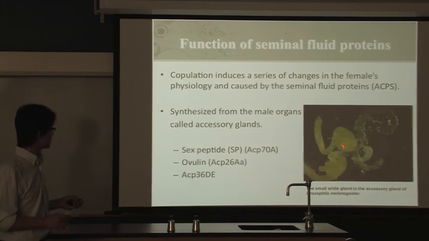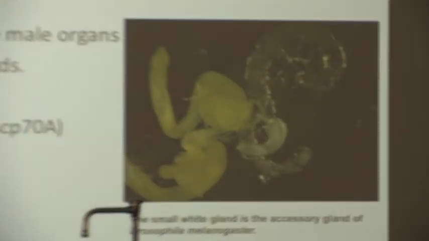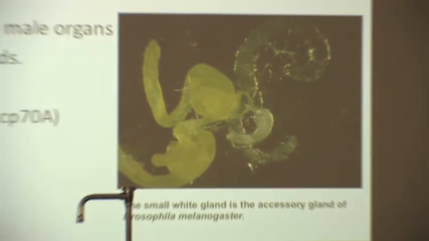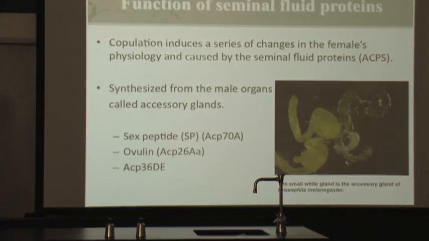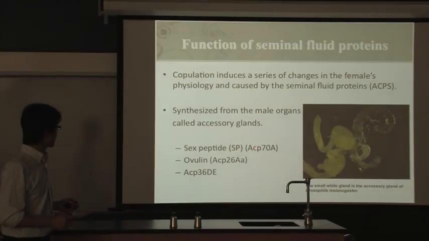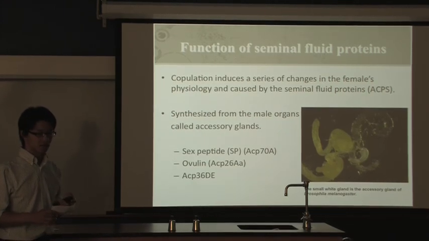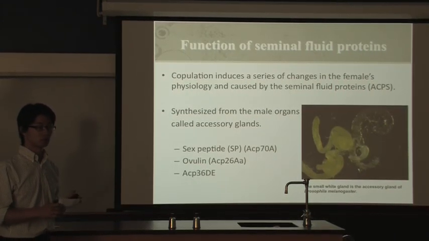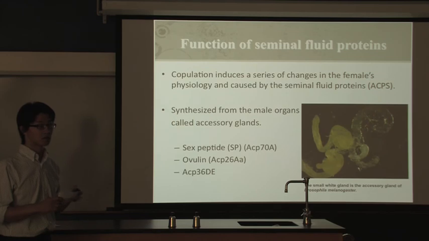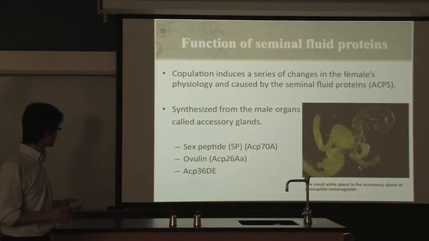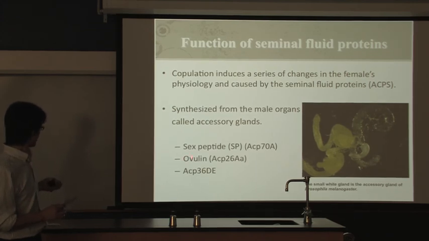So this is tested. They already have 112 different ACPs identified in Drosophila melanogaster. There are three that are very important to female reproduction. The first is the sex peptide, ACP70. It can help the female lay eggs, and it can also increase the female's sexual receptivity.